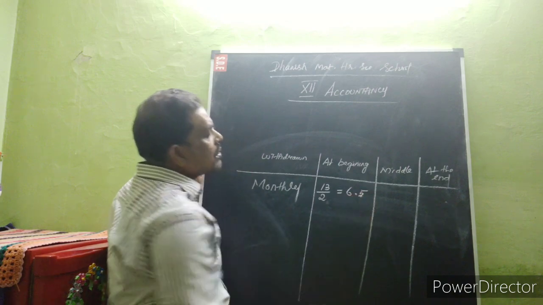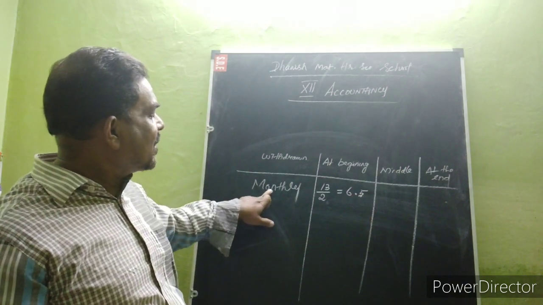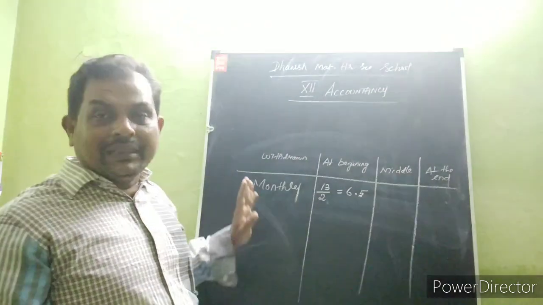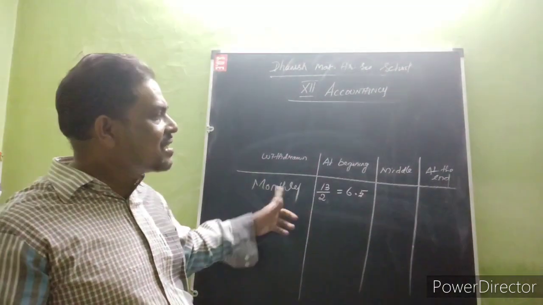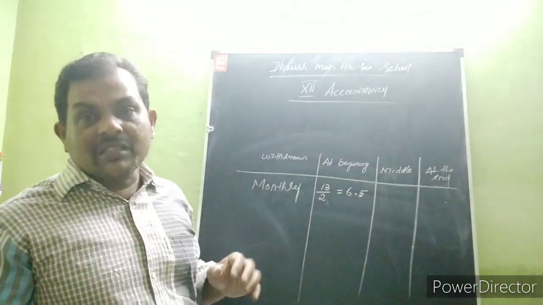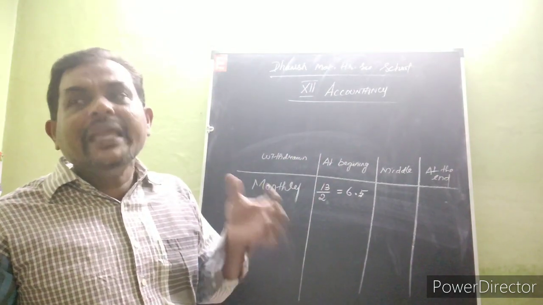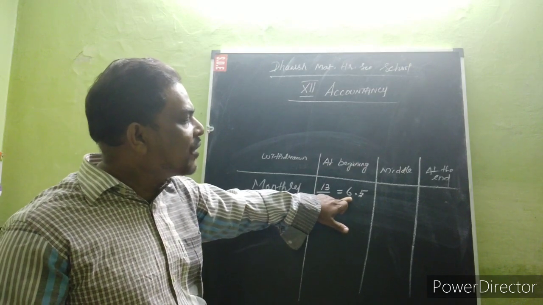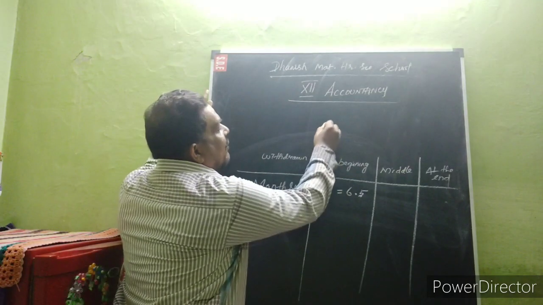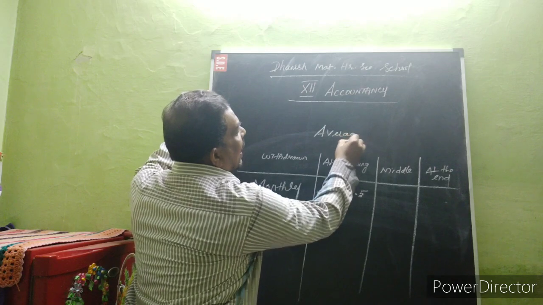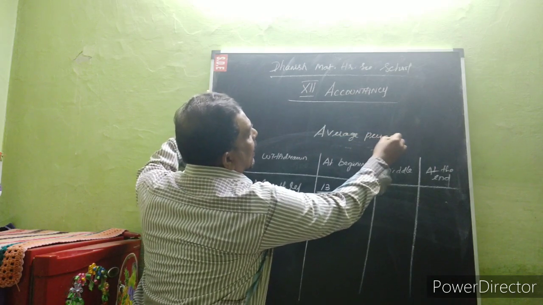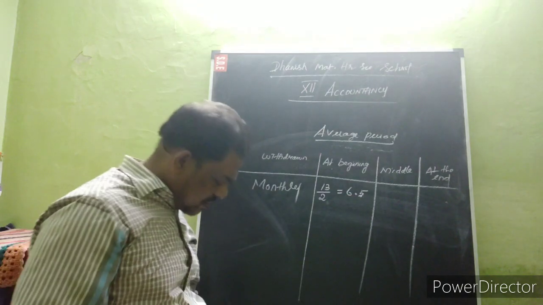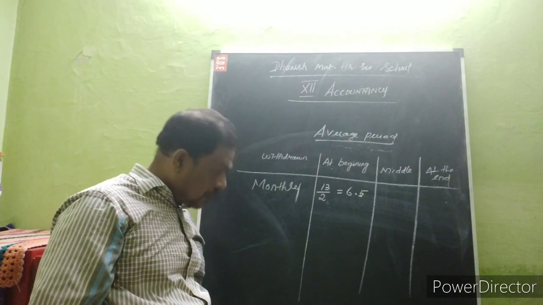Here 13 divided by 2 is 6.5. So suppose any one of the partners is taking on a monthly basis, at the beginning of the month. If he is using the beginning of the month, you have to put the average period. This is called the average period. So the average period for the beginning of the month is 6.5 months.